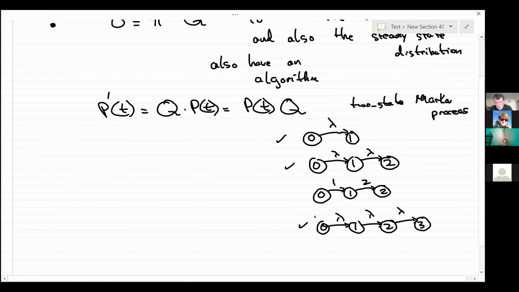Well, they get progressively harder because this has 4 entries in the P of t matrix. This has 9, and this one would have 16. Now, a lot of them would be 0 because you can't go downward, but there still would be some others to do. This is a little involved. It could be a homework problem, but it wouldn't be a test problem.